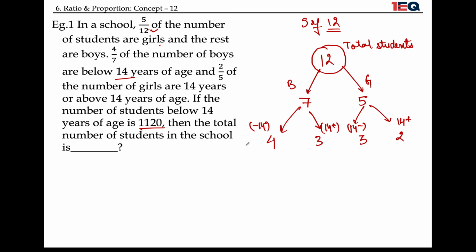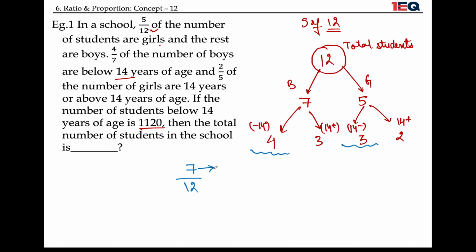Total number of students in the school, and below 14 years of age. This is one below 14, and this is another below 14. So this means 7 students out of a total 12 students are below 14 years of age. Then the total number of students in the school is what?